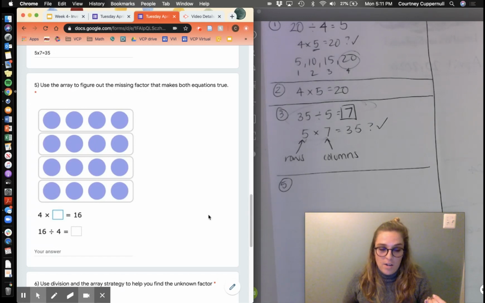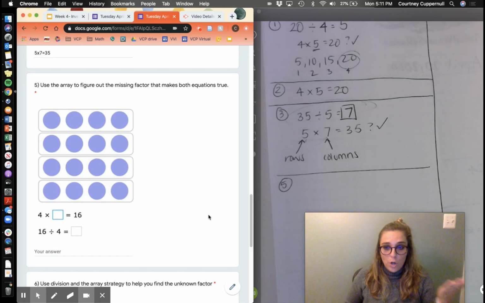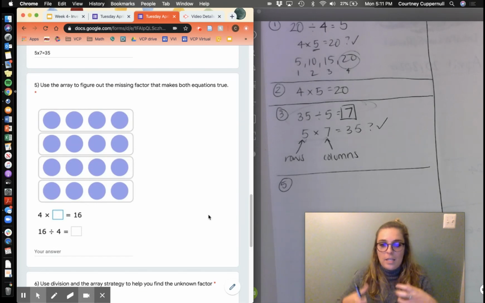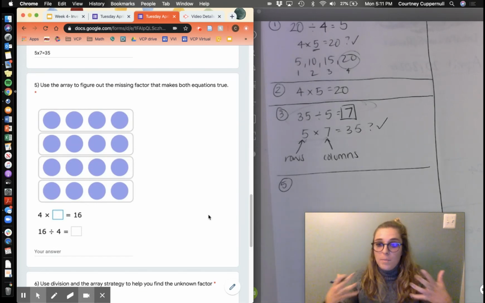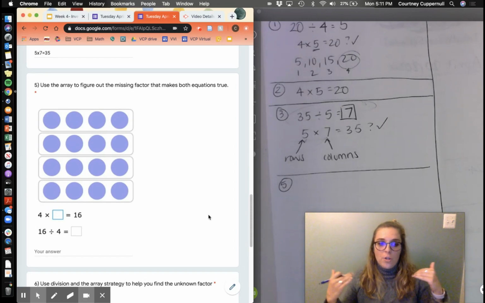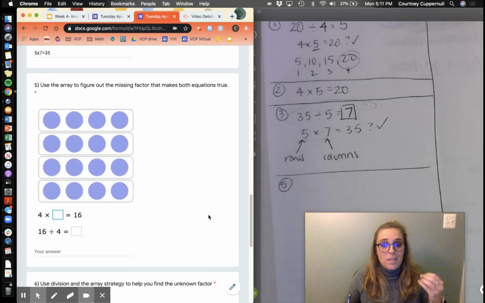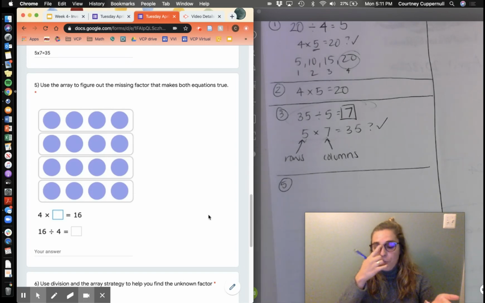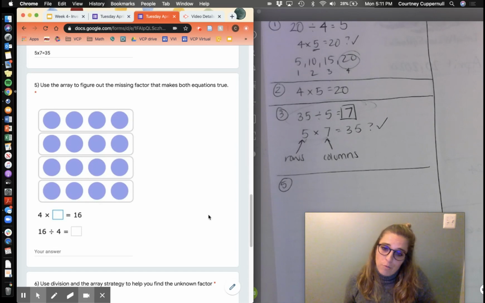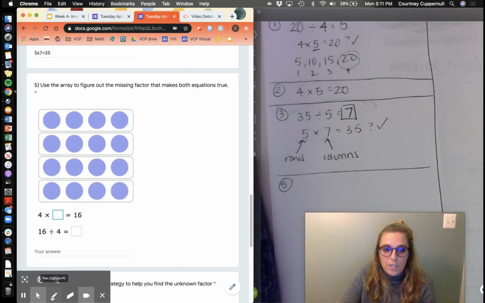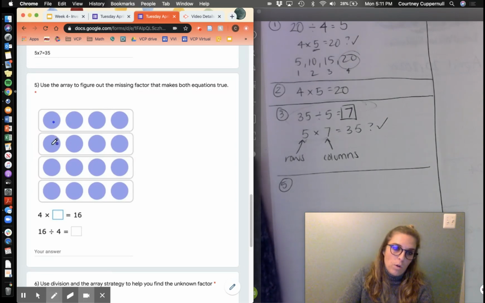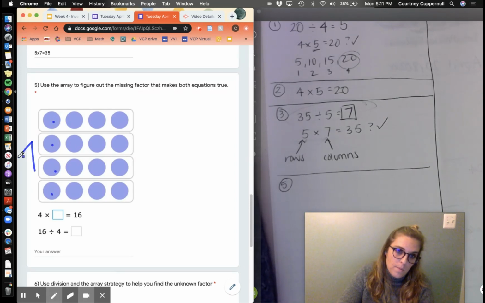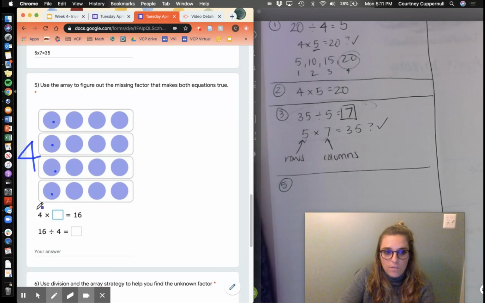So I have this array here. Below it says 4 groups of some number equals 16. 4 times something equals 16. Underneath it, we have the idea that 16 split into 4 equal groups equals some amount per group. We can use our handy dandy array here to help us solve. There's 2 ways we can do this. First, we can just look at our dimensions. I see 1, 2, 3, 4 rows. That accounts for this factor here and accounts for the amount of groups that we're breaking it up to.